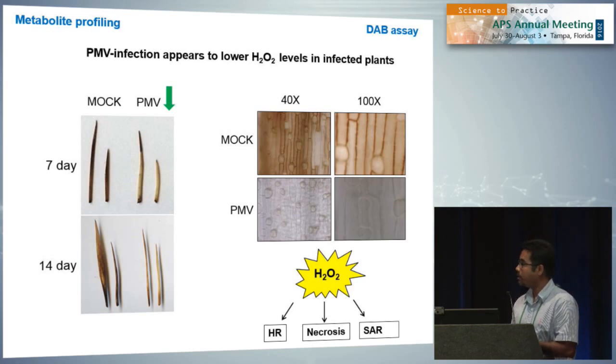necrosis. What we saw was something peculiar in PMV. We saw hydrogen peroxide levels appear to be downregulated. This is an assay we do by staining the leaves of infected or healthy plants with a DAB chemical. That brown precipitate indicates higher amounts of hydrogen peroxide.